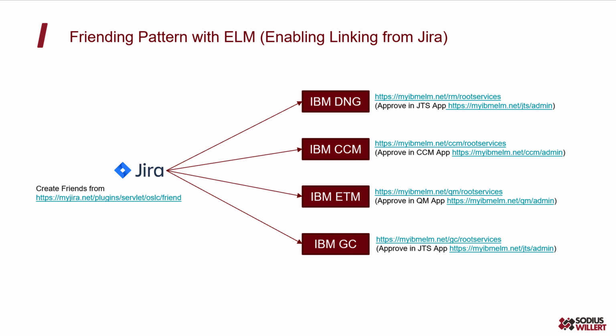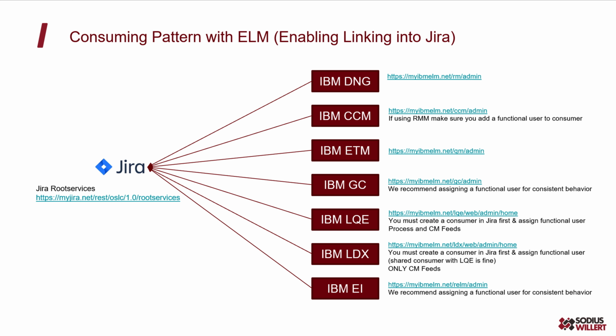We'll do CCM and DNG live in the demonstration, because you'll see that when I make a connection to CCM, I approve it in CCM. When I make a connection to Doors Next, I actually approve it in JTS. So it gives you a little bit of a feel there. From IBM, there are lots of different applications, so there'll be lots of different connections back to Jira. So this gives you a little bit of a hint.